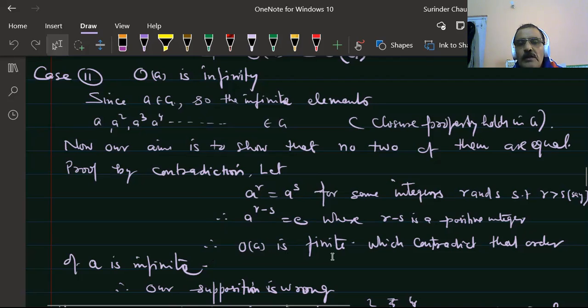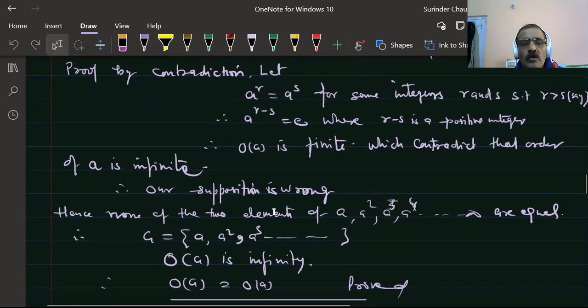Therefore, the order of A is finite. If two elements are equal, then the order of A comes out finite, which is a contradiction. The order of A is infinity. Our supposition is wrong. Hence, none of the two elements of this are equal. Therefore, G is an infinite group. The order of G is infinity. The order of A is also infinity. So, the orders are equal.